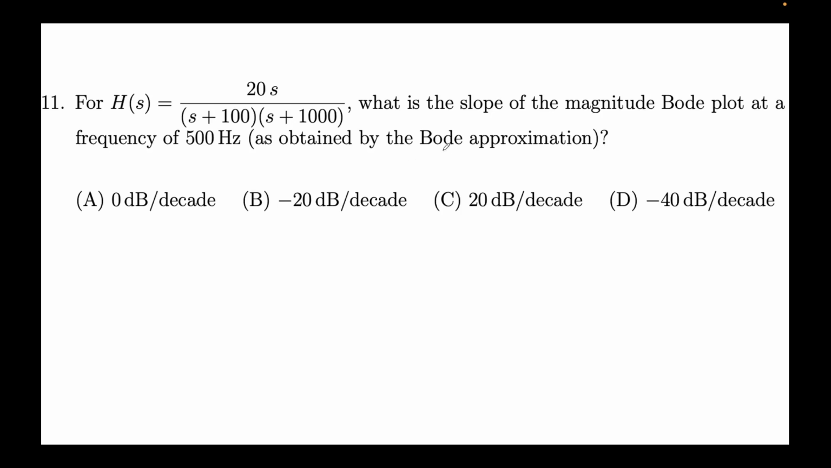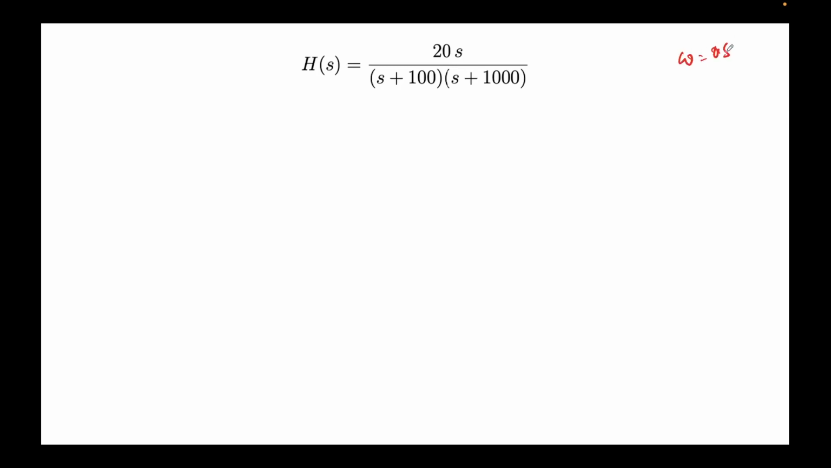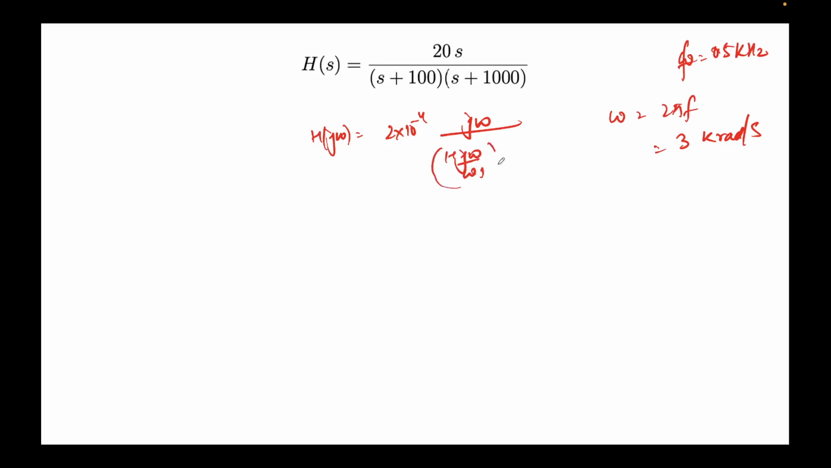Okay, so now we are required to find the slope of the magnitude Bode plot. This time the frequency is 0.5 kHz, 500 Hz. So again I'll try to obtain omega, 2 pi f. That will come out to be approximately 3 kiloradians per second. And I'll again write the expression for this. Remember, this was coming out to be 2 into 10 to the power minus 4 j omega over 1 plus j omega by omega 1 and 1 plus j omega by omega 2.